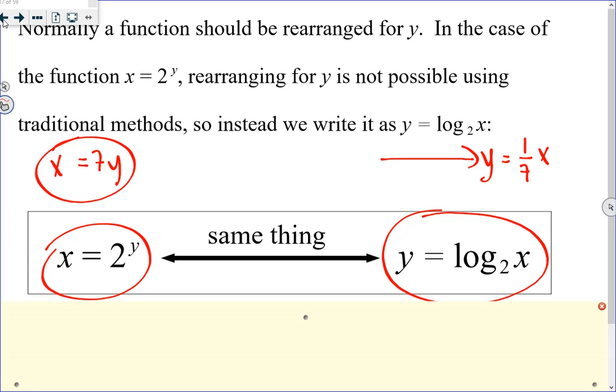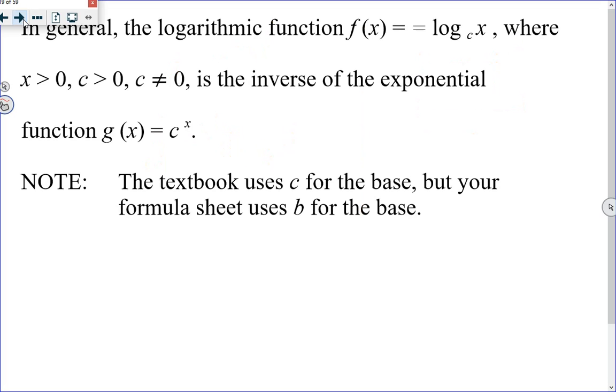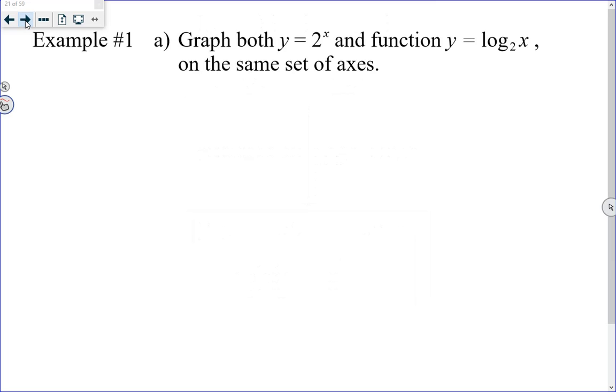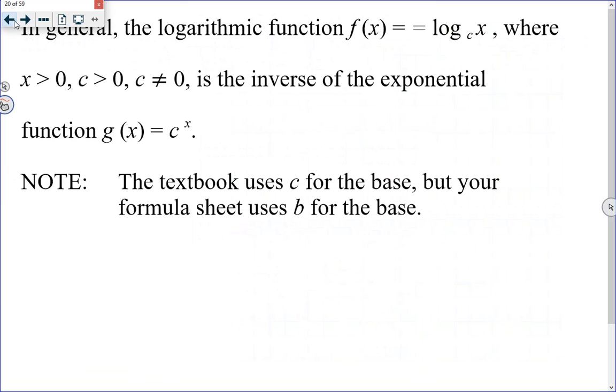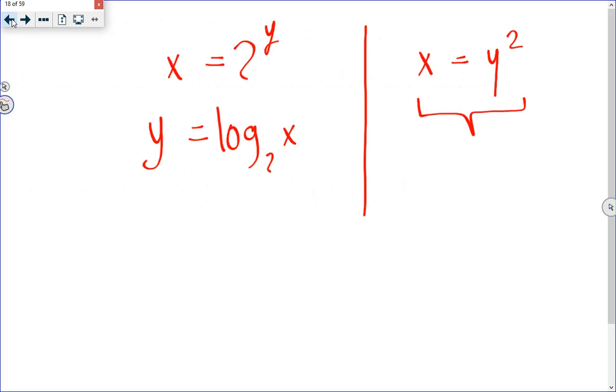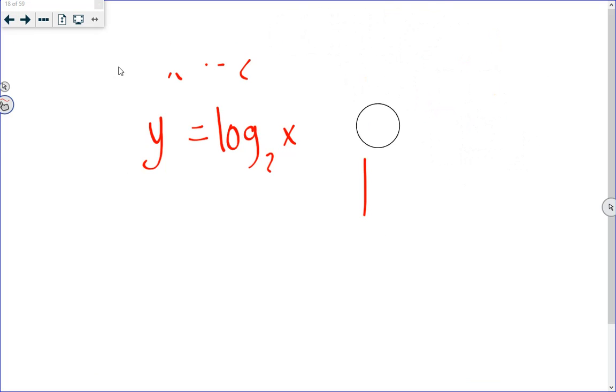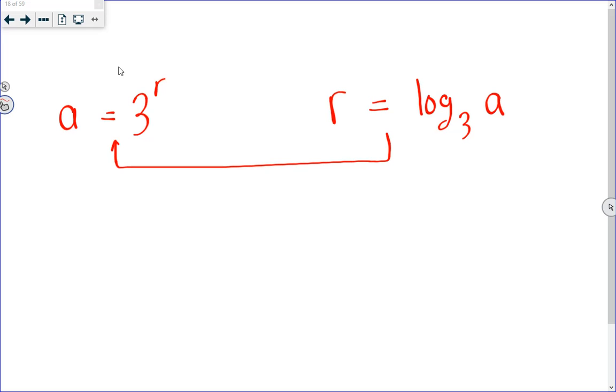So we're going to have to get used to this language. It doesn't matter what those letters are. If I had the following, and we'll get some practice with this in a bit, if I had a equals 3 to the r, and you wanted to write it in logarithmic form, you would say r is the exponent to which you raise 3 to get a. And this is the language thing I was talking about. We have to be able to convert from one of these to the other. They mean the exact same thing.